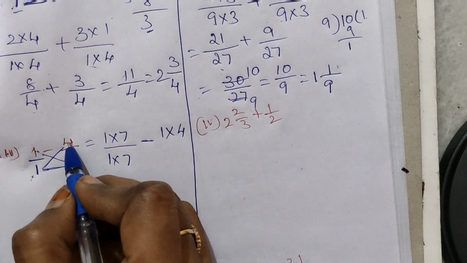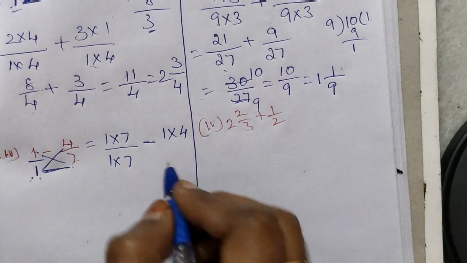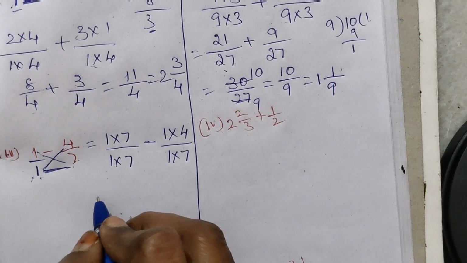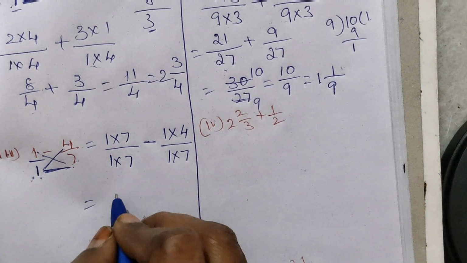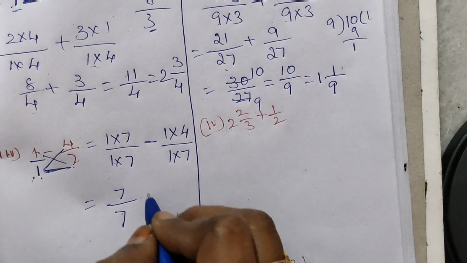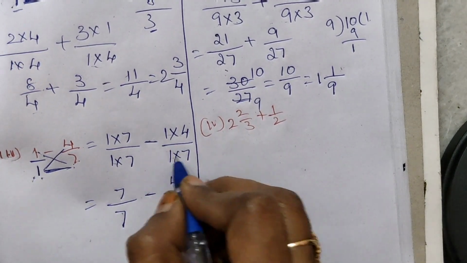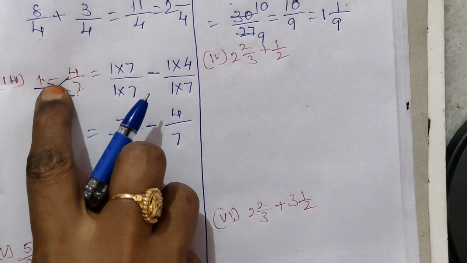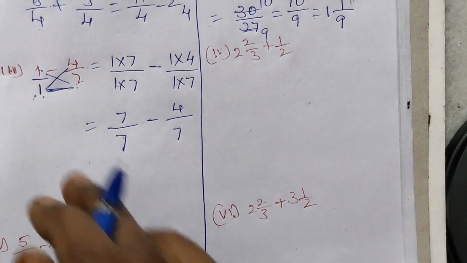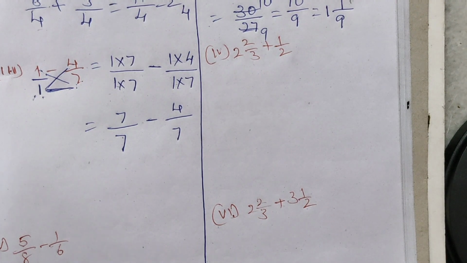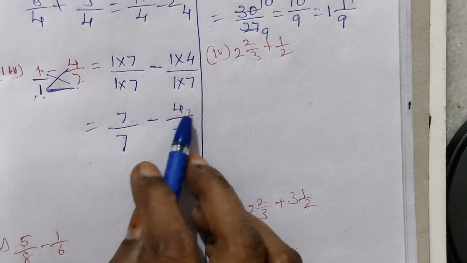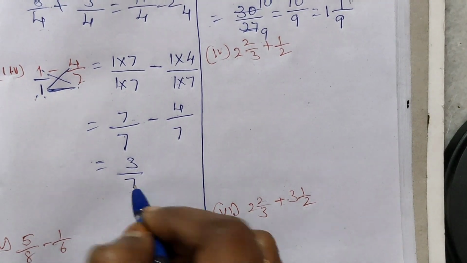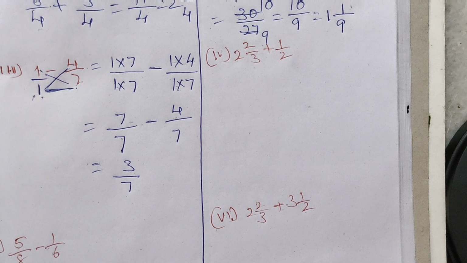Then the new denominator and this numerator: 1 into 4, and again the two denominators, 1 into 7. So 1 into 7 is 7, here also 7, minus 1 into 4, 4. So now they are like fractions. Here we have minus, that's why I am keeping minus. The denominators are the same, so we can subtract numerators. 7 minus 4, 3. 3 by 7. This one we cannot convert into a mixed fraction because it is a proper fraction.